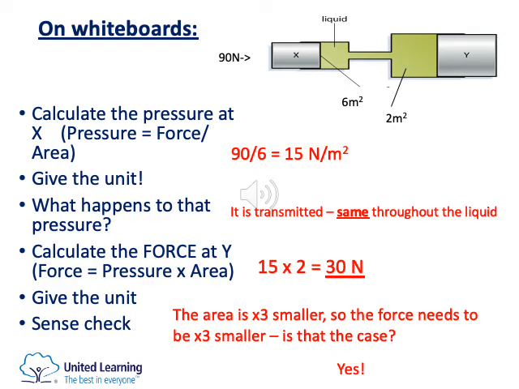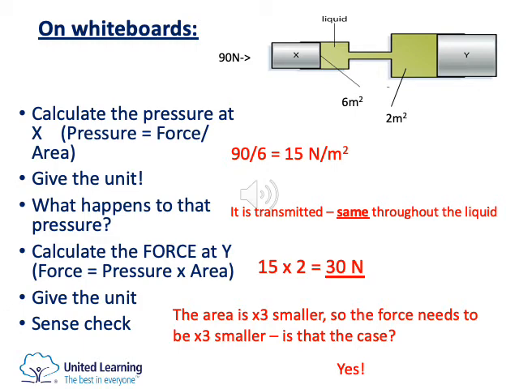Okay, this is the third example. We have the same system again, however everything is different. The force on X is 90 newtons, the surface area is 6 meters squared, which means the pressure is equal to 15 newtons per meter squared. Remember, pressure is equal to force divided by area. So that's 90 divided by 6, which is equal to 15 newtons per meter squared. That means the pressure at Y is the same, 15 newtons per meter squared.